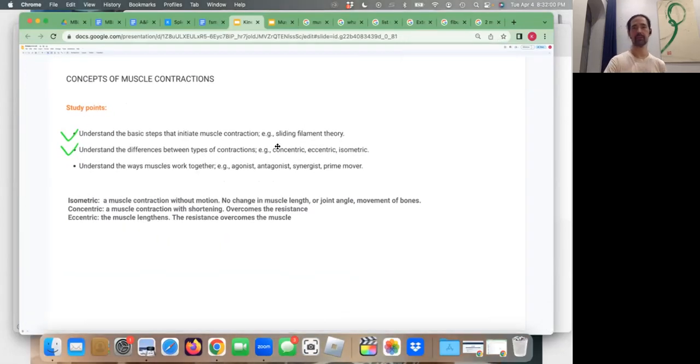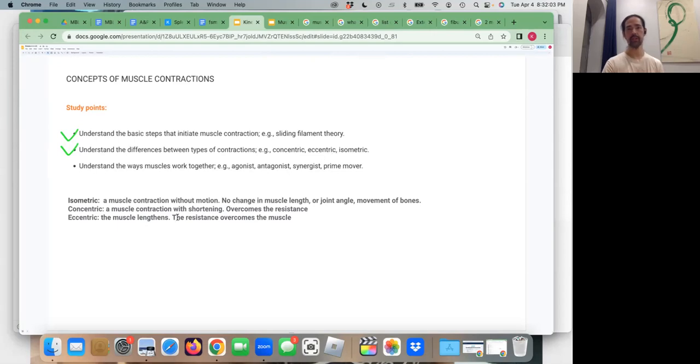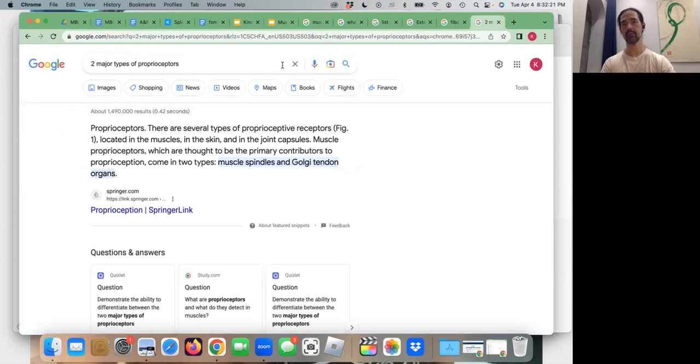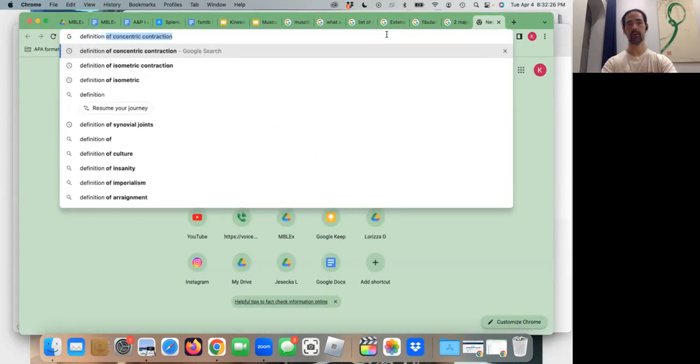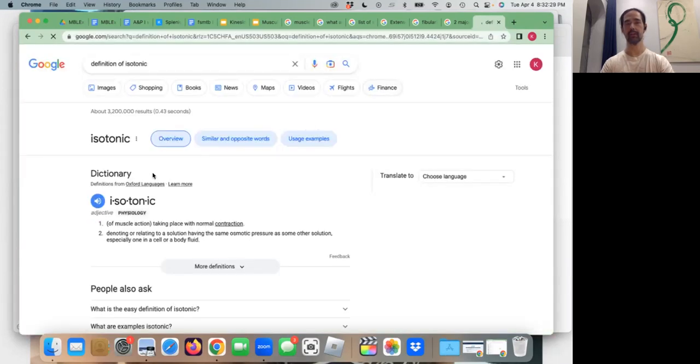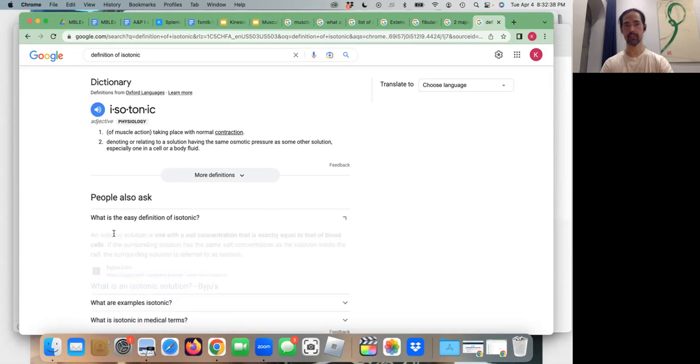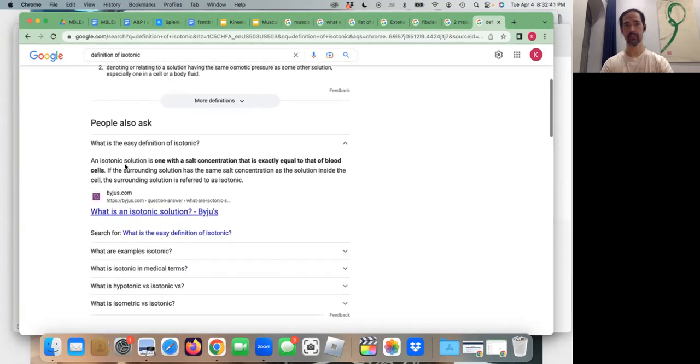Understand the differences between the types of contraction, like concentric, eccentric, and isometric. I just put some good old fashioned boring words on this slide because I want you guys to be able to speak, to say what isometric, concentric, and eccentric are. It's really important. Oh, I should add isotonic. So let me get you a definition for isotonic. They didn't put that on the FSMTV e-guide, but I've seen it on the test prep questions.